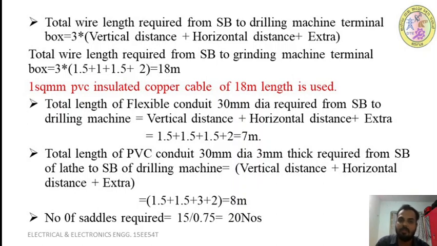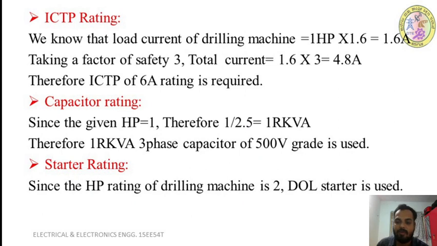Okay, so this is how to calculate the length of PVC conduit, the size of the cable and the length of the cables. Next, what are the materials you require? You require an ICTP. In the starter board of the drilling machine, we have to place the ICTP. So the rating of that ICTP can be calculated.